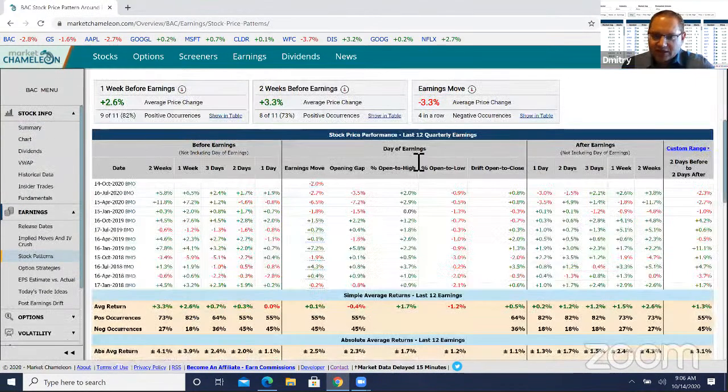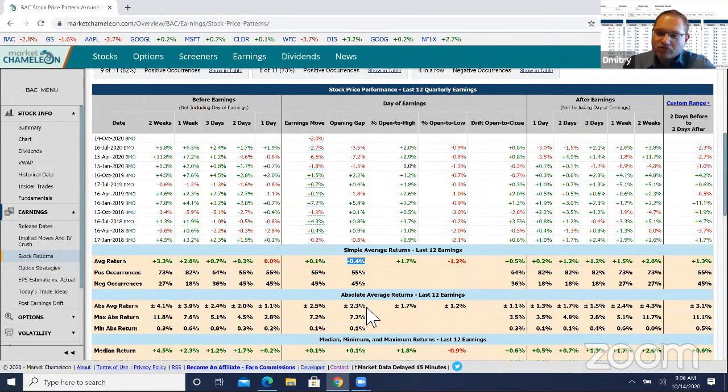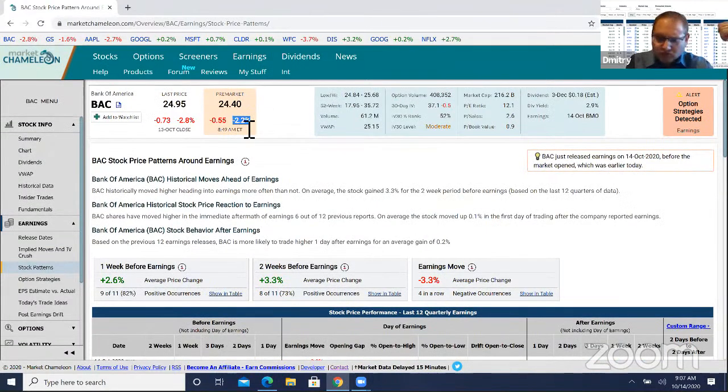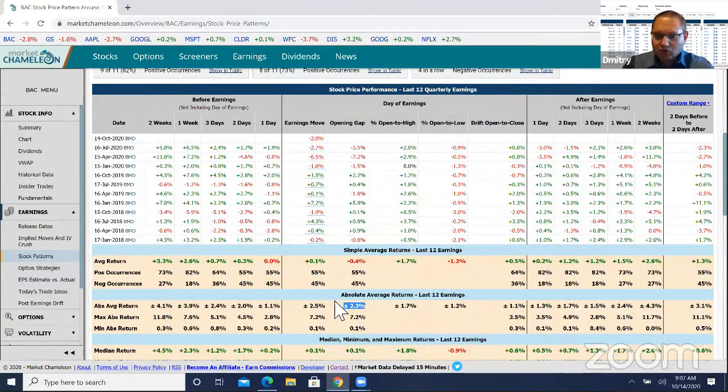So this is looking at Bank of America, what it tended to do on the day of the earnings. So it looks here at the opening on the gap. Historically, 55% of the time it was higher, 45% of the time it was lower, for an average loss of negative 0.4%. Looking at the move up or down in absolute terms, it moved 2.3% at the open. So let's compare that, which is pretty close to what it's doing today, down 2.2%, which is kind of in line with what it usually does at the opening.